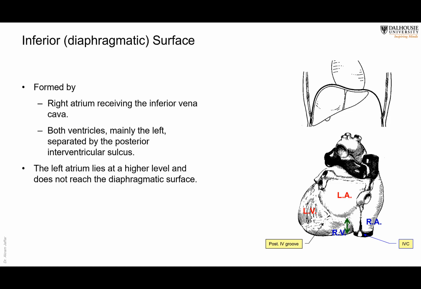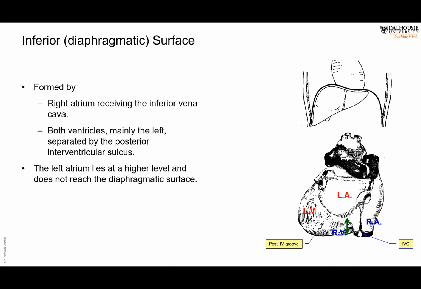The other surface of the heart is called the diaphragmatic surface, and it is where the heart rests on the diaphragm, particularly on the central tendon of the diaphragm. So this is called the inferior surface or the diaphragmatic surface. You will notice that on the diaphragmatic surface, the most important chamber is the left ventricle. The biggest chamber is the left ventricle. There is a small amount of right ventricle, and the right atrium immediately receives the inferior vena cava. The left atrium does not reach the inferior surface. It's higher up. I'm going to talk about the left atrium in a moment.